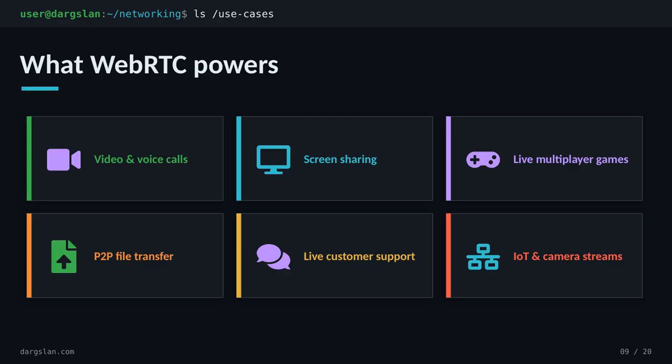And that data channel hero moment is a perfect bridge into where WebRTC actually shows up in the wild. The obvious ones are video and voice calls, plus screen sharing, think Google Meet or Discord. But it goes further. Live multiplayer games use it for low latency state sync, peer-to-peer file transfer skips the server entirely, customer support widgets embed it for instant face-to-face help, and IoT devices stream camera feeds directly to your browser. One protocol, a surprisingly wide footprint.